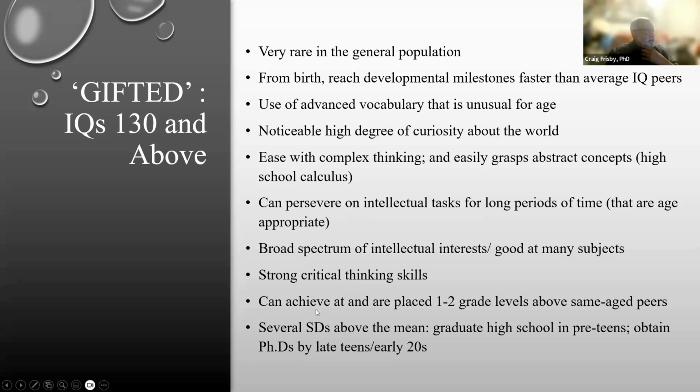And you'll tend to find that when you compare their achievement to other peers, they tend to be at 1 to 2 grade levels above their same age peers. So many times these are the students that skip a grade somewhere in junior high or high school. These are the students that have IQs that are several standard deviations above the mean. Some very, very bright students start attending graduate school in their preteens, and there's even reports of very high IQ students that will get their PhD degrees while they're still in their teens or early 20s.